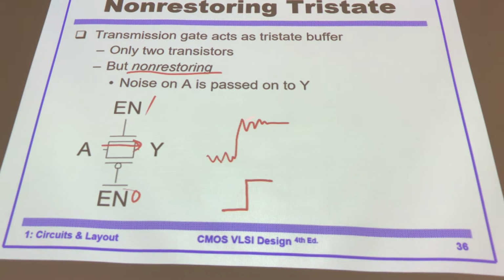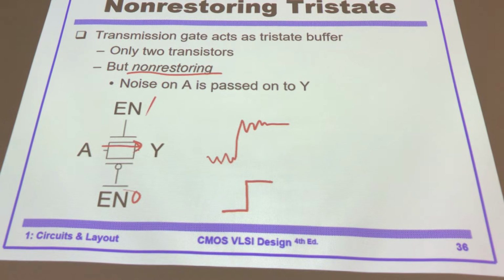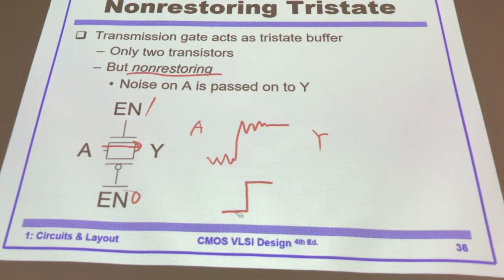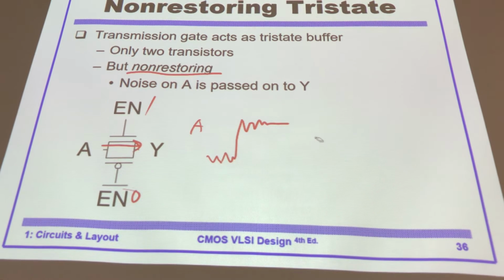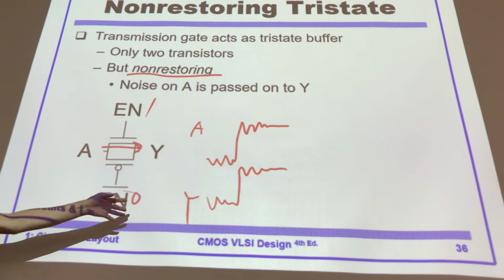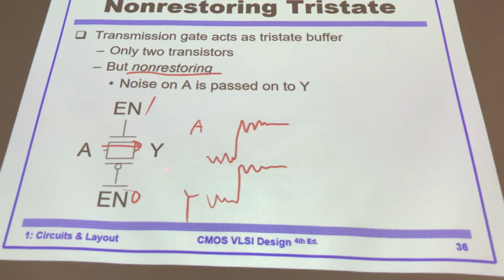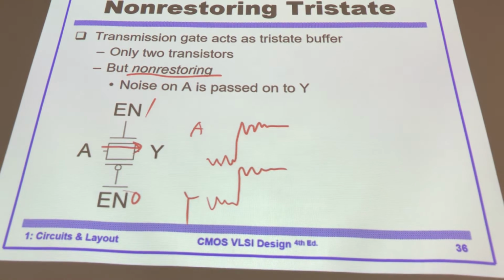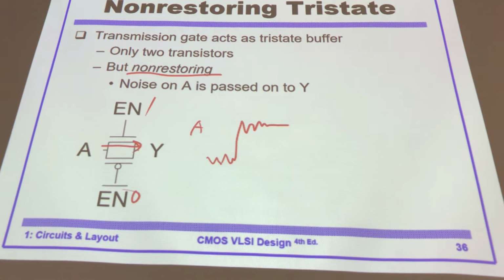If this is your input A, what is Y? It's going to be Y. It will look like this. Maybe even more noise. Okay, this is not accurate, but Y would look like that. A little bit later, there's a delay. There's going to be a delay.